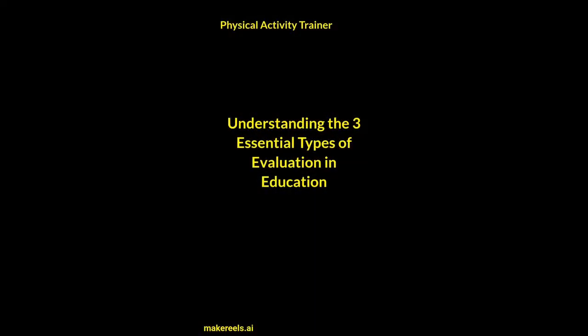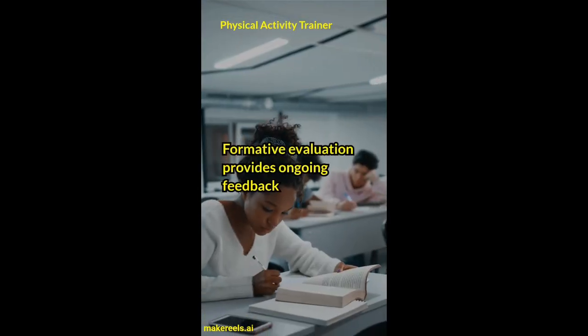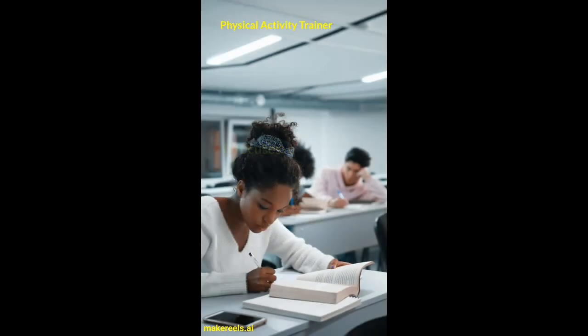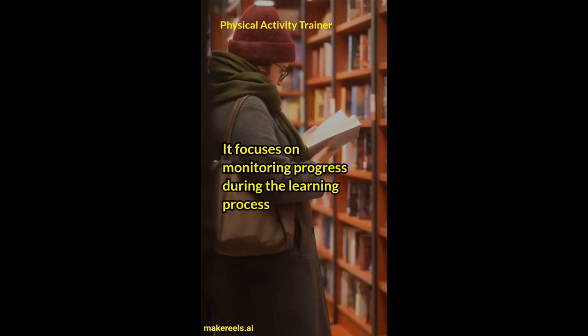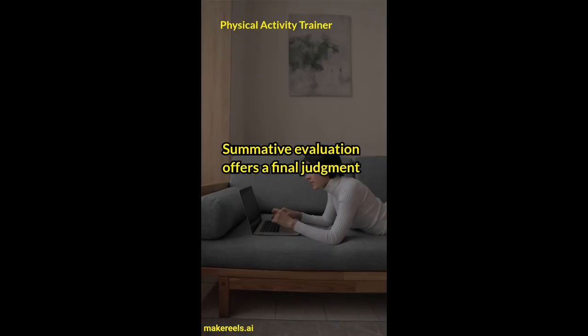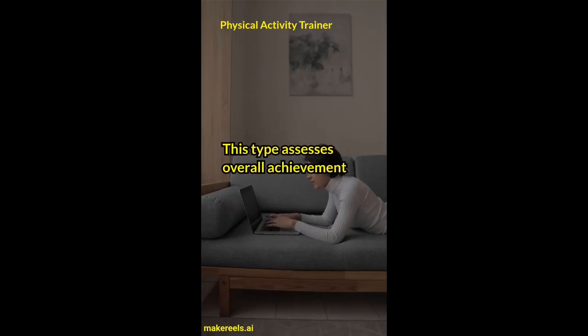Understanding the three essential types of evaluation in education. Formative evaluation provides ongoing feedback to help improve student learning continuously. It focuses on monitoring progress during the learning process for timely adjustments. Summative evaluation offers a final judgment at the end of a unit or term. This type assesses overall achievement and knowledge gained throughout the course.